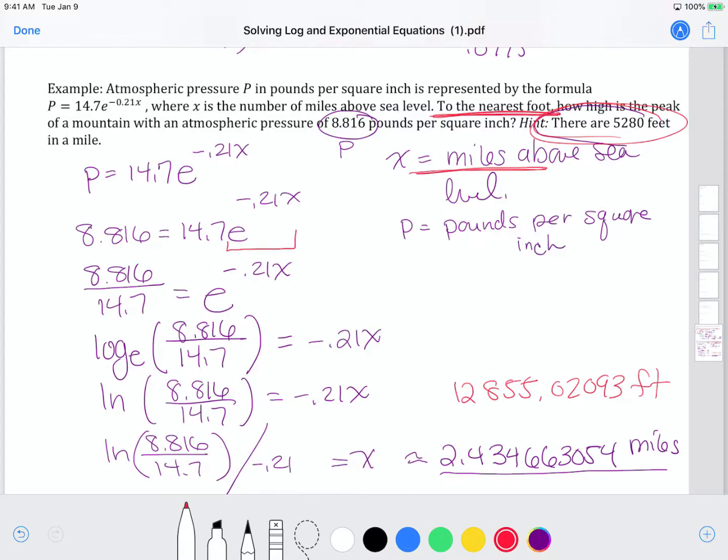Now it says to round it to the nearest foot. So when you answer this on your homework system, you want to put in your final answer as 12,855 feet. That would be your nearest foot.